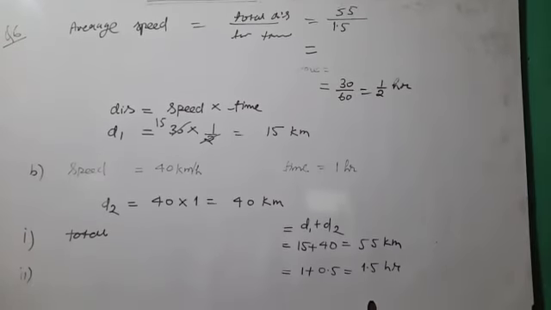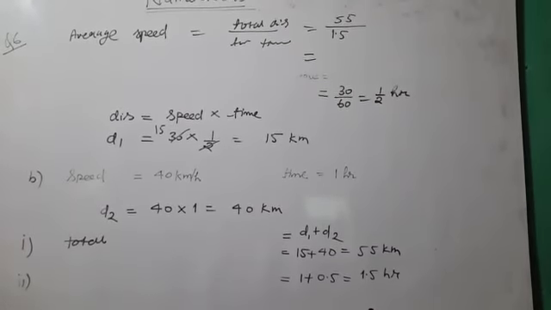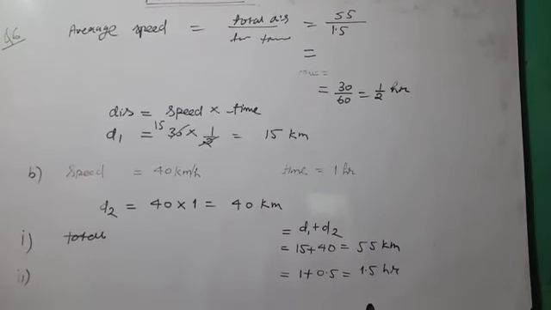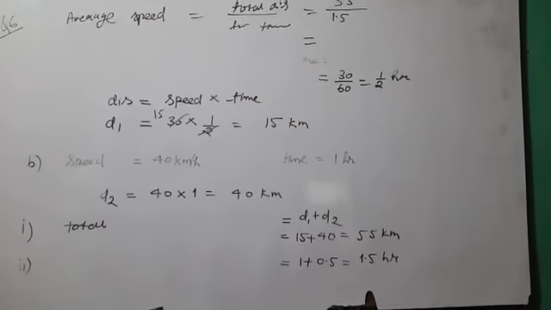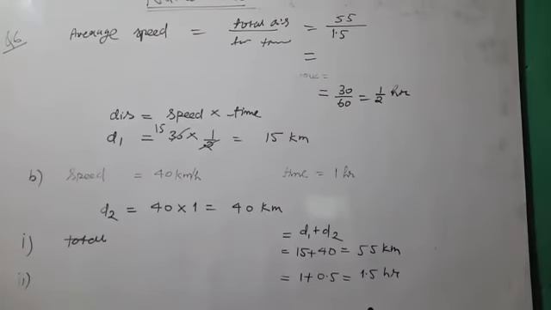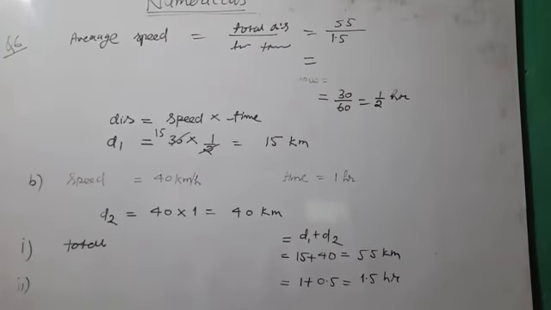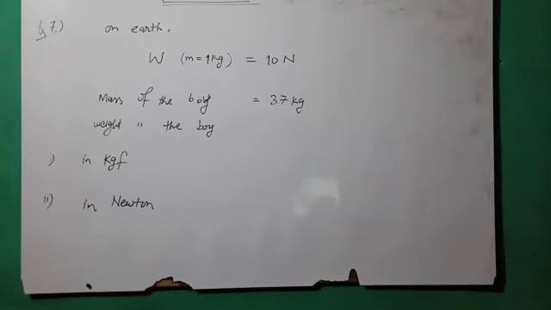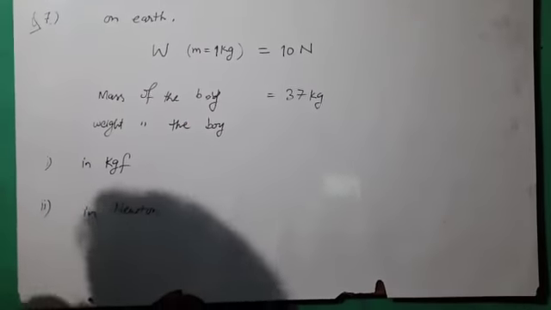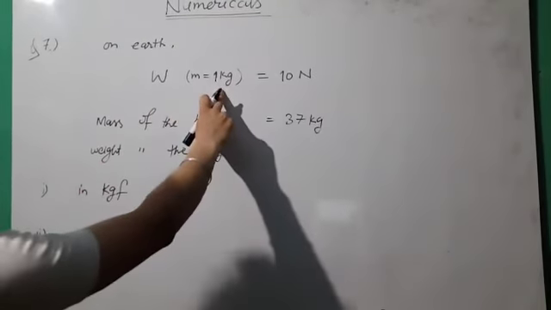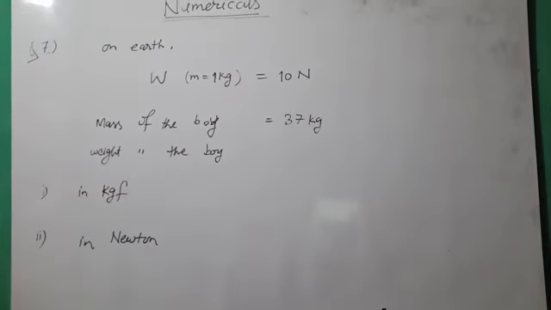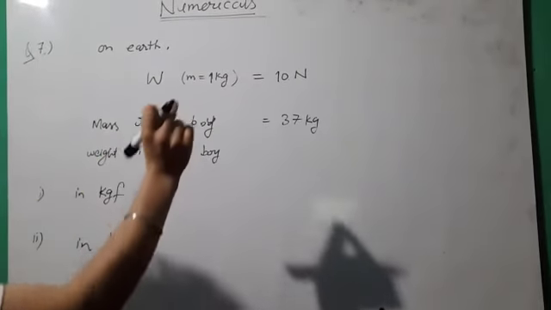Next, seventh question. On Earth, the weight of a body of mass 1 kg is 10 Newton. What will be the weight of a boy of mass 37 kg in kgf or in Newton? Okay, start with this question. Given that on Earth, if the mass of a body is 1 kg, then weight is 10 Newton. It means if you have a body of mass 1 kg, then the weight of that body is 10 Newton.